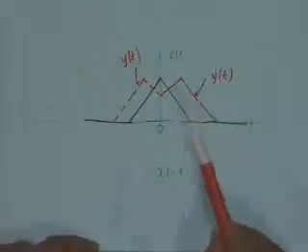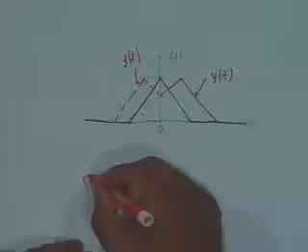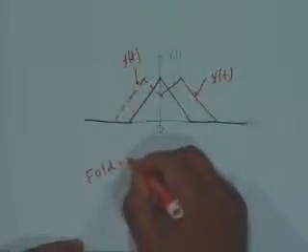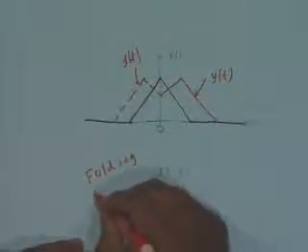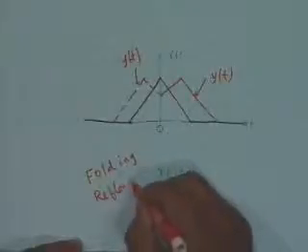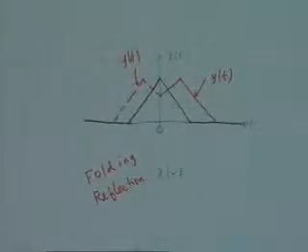Y of minus t is the reflection of y of t. Now, if you think y of t to be a tape recorded speech, then y of minus t represents the same tape run backwards. Is that clear? All right. This is called folding, or as I said, reflection. This is one kind of transformation that a signal can have.